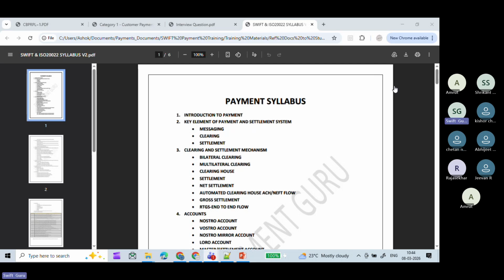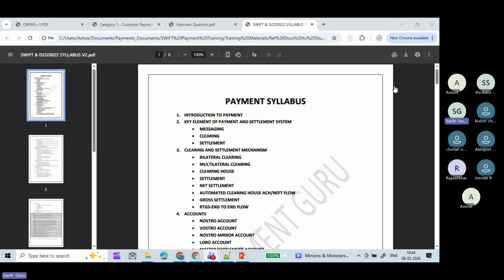No, this particular training is totally for your cross-border payments, SWIFT payments, ISO 20022. We do have other trainings as well within Payment Guru itself. You can inquire about the card payments. We have a separate trainer available for cards and ISO 8583. I can share the detailed syllabus with you. You can just WhatsApp us at the same number.